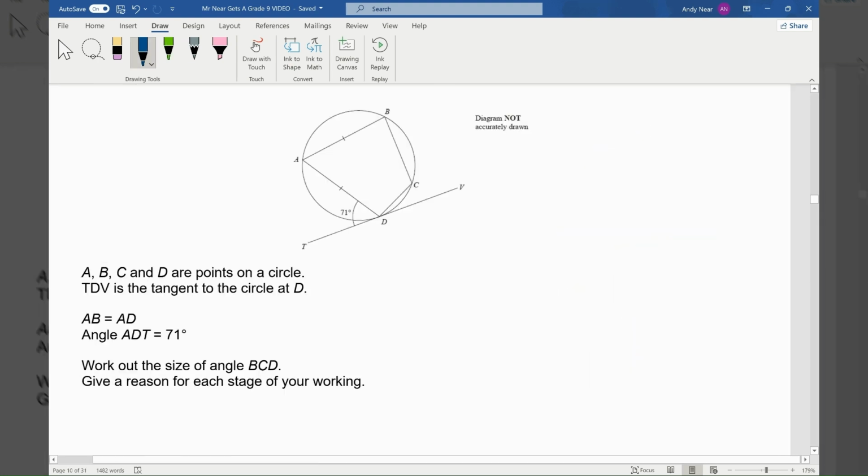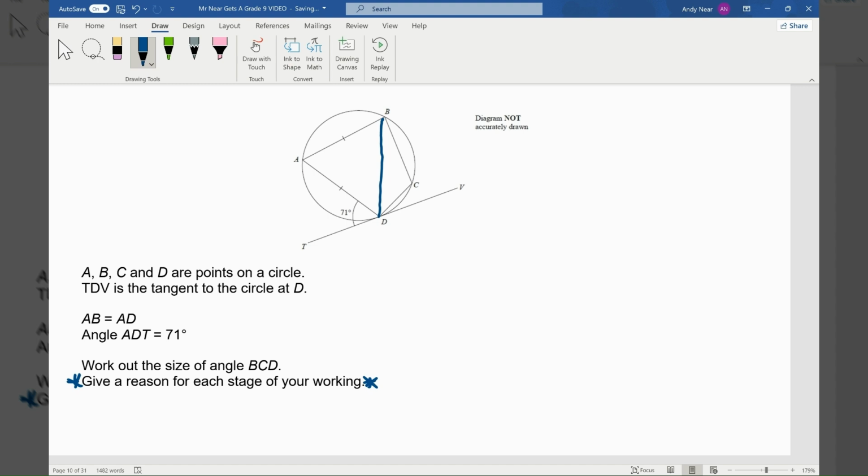So here we have a circle theorems question. ABCD points on a circle, TDV is a tangent, AB and AD are equal, ABT is 71. Now the important thing with these questions is that you must give a reason for your working at each stage. So the answer alone is not going to score you full marks. So often in questions, it helps to add in an extra line. So I'm going to add in this line from B to D.